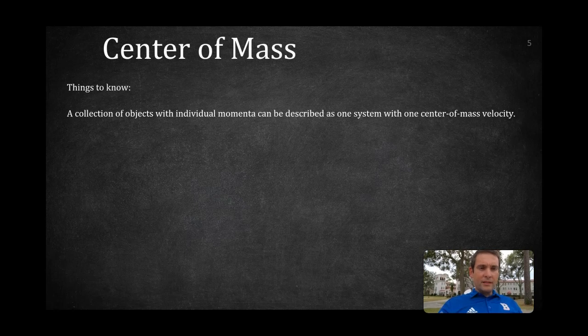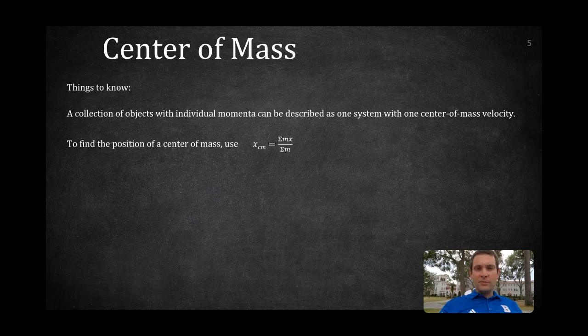Center of mass happens to be in anything with mass. It's often for a uniform object, where the density is constant throughout the entire object, going to be right exactly in the center. For something that's not uniform, there are some calculations that you would need to do to figure out where the center of mass is. So a collection of objects with individual momenta can be described as one system with one center of mass velocity. For one object, there would be one center of mass. For two objects, there would be one center of mass.